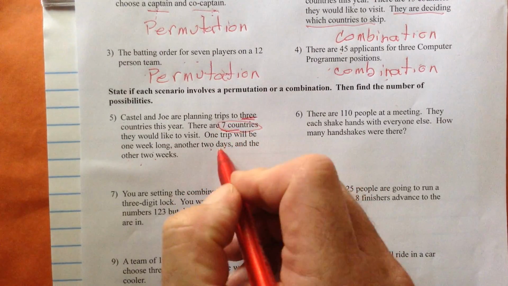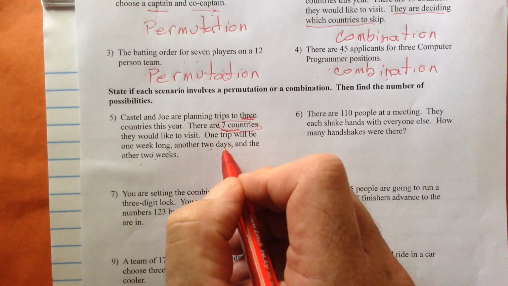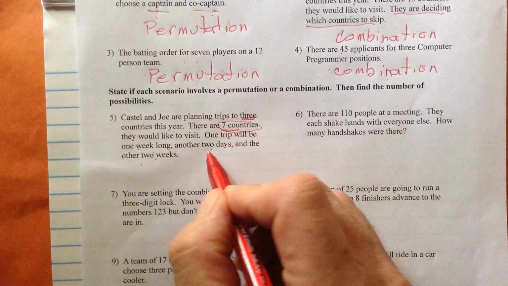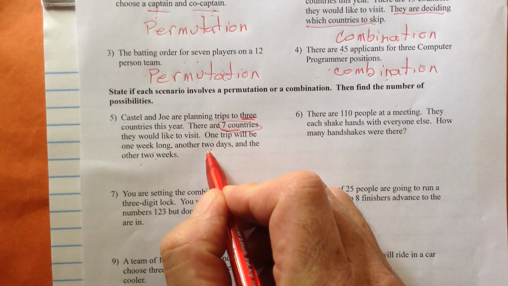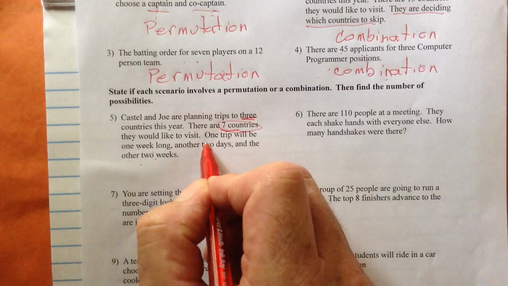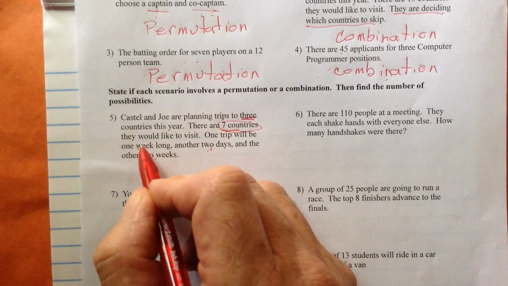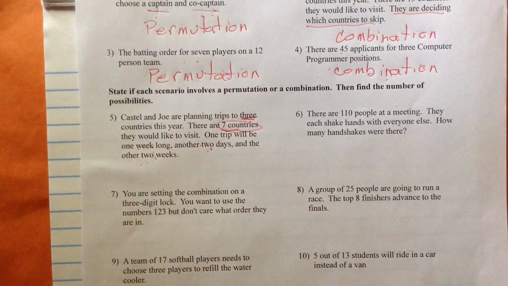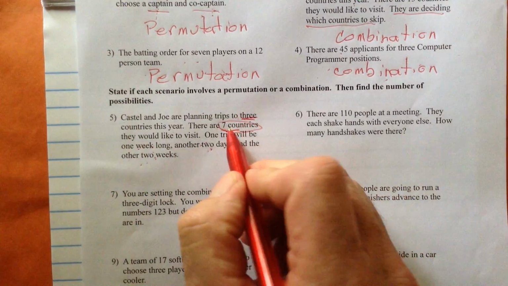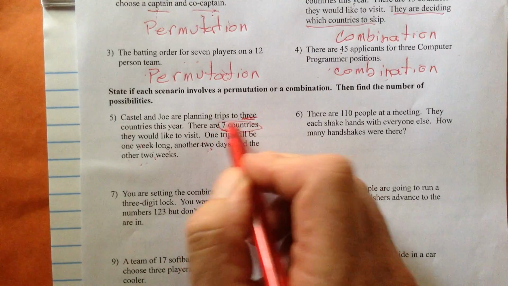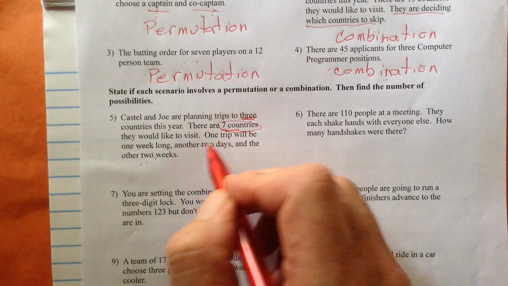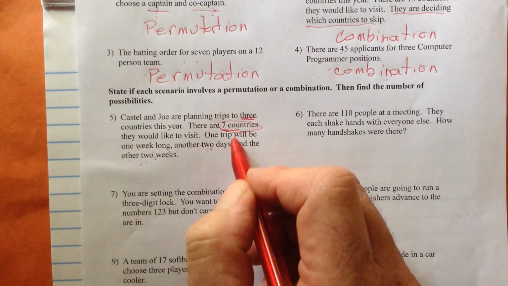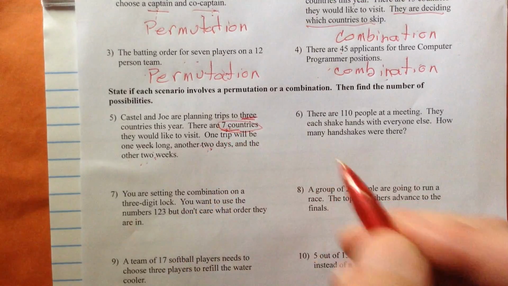And the order is going to matter because one country could be 1 week, and the next country they decide on could be 2 days, or they can reverse them. It's going to matter which one is first, which one is second, which one is third, out of the set of 7. So if I have 7 countries in the set and I'm visiting 3 of them, how many orders can I make out of those 3, out of that set of 7?